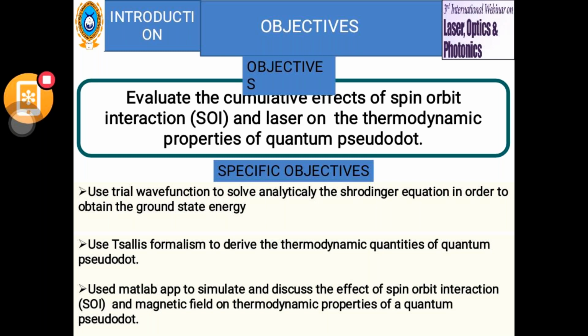This objective is also attained using specific objectives. Use the Trailway function to solve analytically the Schrödinger equation in order to obtain the ground state energy. Use the Thales formalism to derive the thermodynamic quantities of quantum pseudodot. Use the MATLAB application to simulate our results and discuss the results obtained.